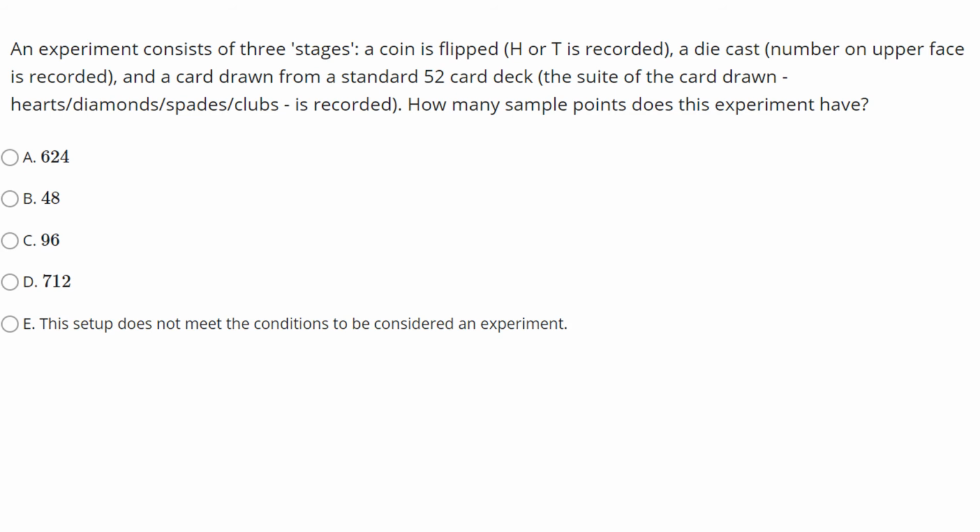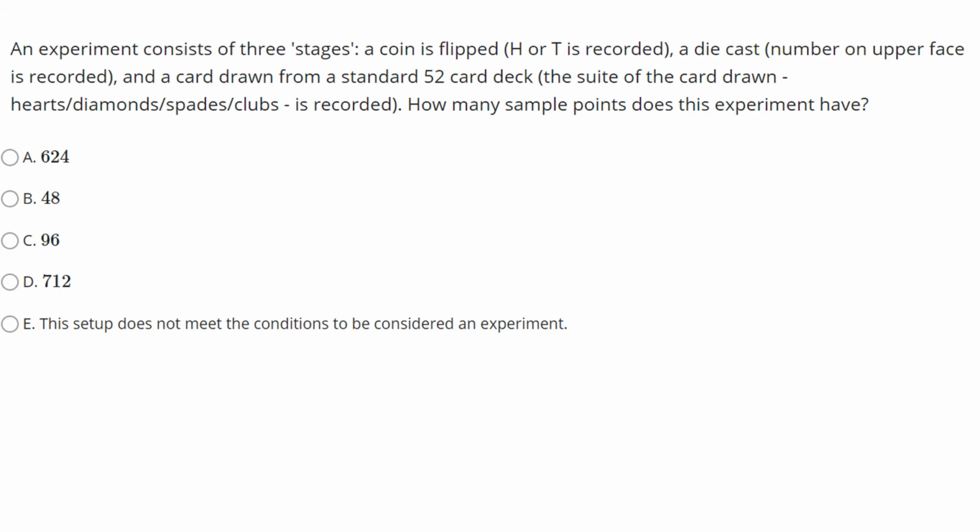Next question. An experiment consists of 3 stages. A coin is flipped, a die cast, a card drawn from a standard 52 card deck. The suit of the card drawn is recorded. Okay, so there are 4 suits in the latter stage of the experiment. Okay, how many sample points does this experiment have?